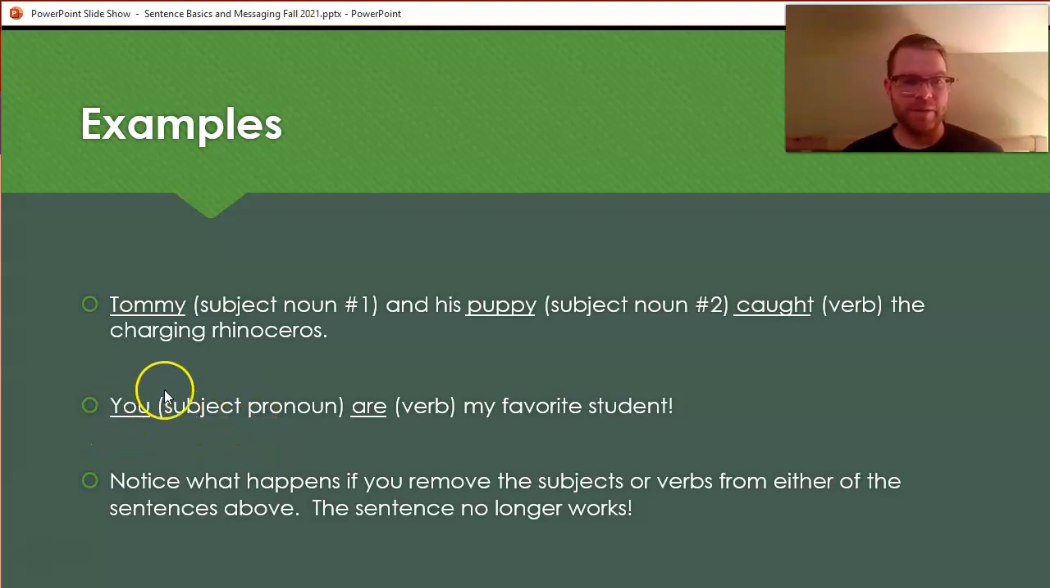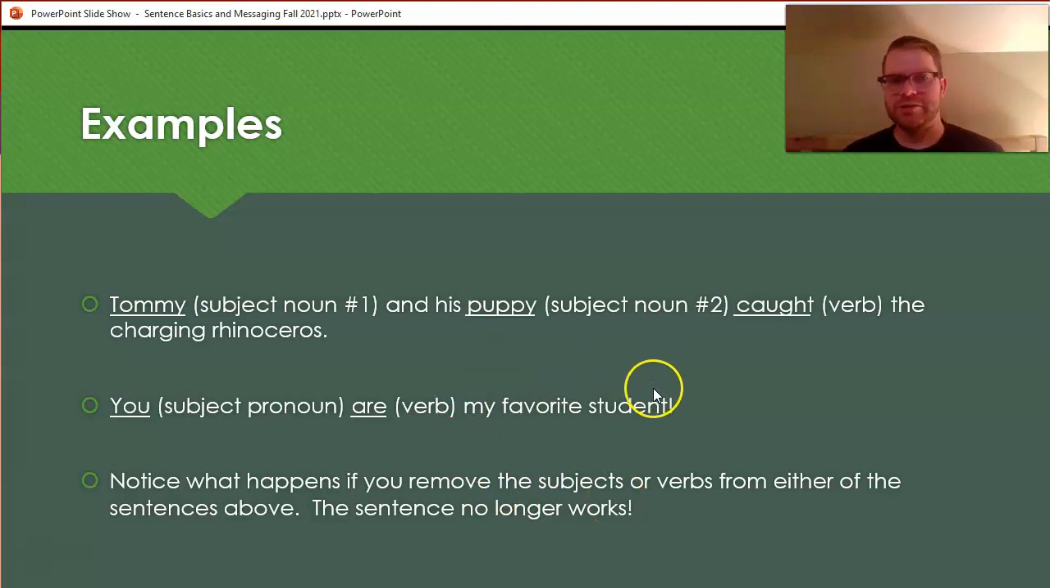Subject can be pronouns as well, like we see you in the second example here. You are my favorite student. That's the truth. Notice there that we have the linking verb are there. Again, notice what happens if we remove subjects or verbs from the sentences. Those sentences would no longer work.